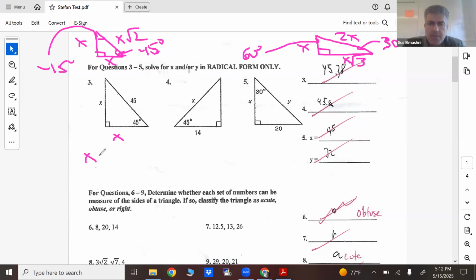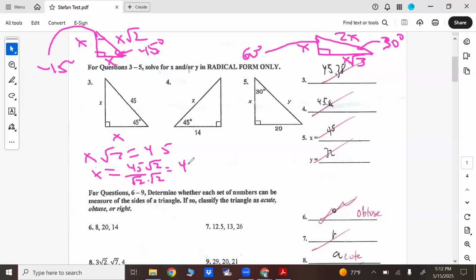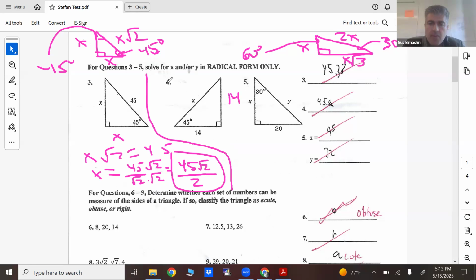So if x root 2 is 45, because that's the hypotenuse, then x is 45 over root 2. All right. So it's 45 root 2 over 2. Then here, that's 14, 14, that's 14 root 2.